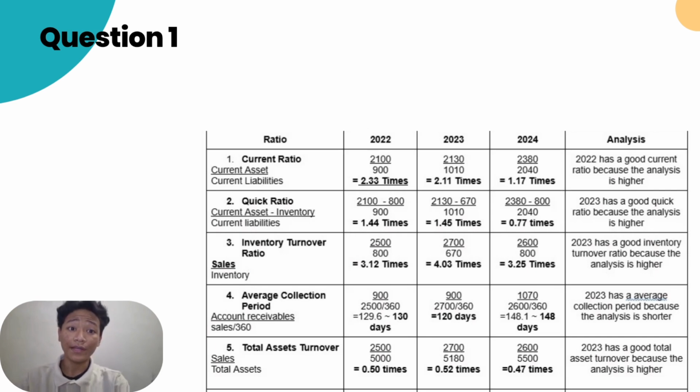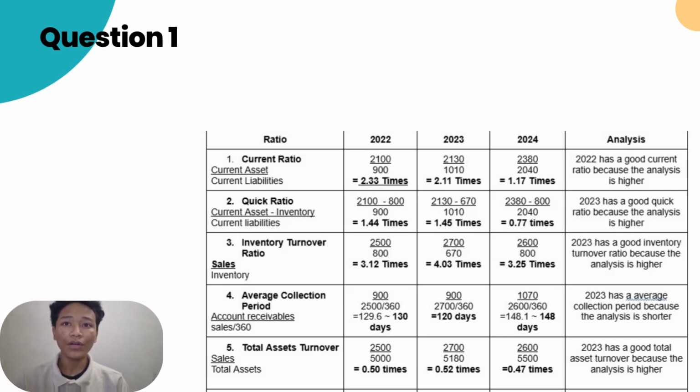Moving on to the next slide, which is question 1. It's about ratios. We will calculate for 3 years, which are 2022, 2023, and 2024, and analyze which year has the higher result. So we will choose that year. The first one is the current ratio. The formula is current assets divided by current liabilities.